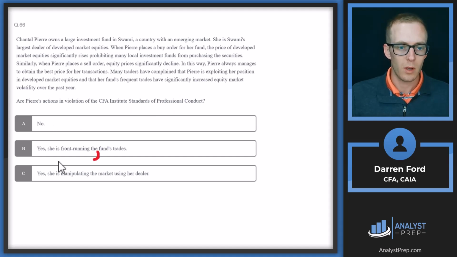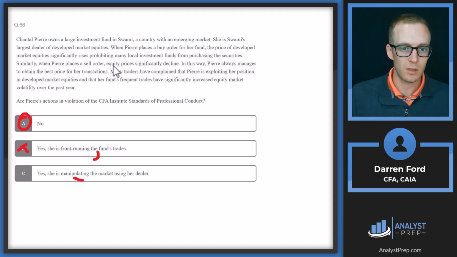We've got no, yes, she is front-running the fund's trades, or yes, she is manipulating the market using her dealer. There's nothing to indicate that she's front-running. It says she's the largest dealer, and when she's placing a buy order from her fund. Front-running would indicate that she's placing a personal order in front of the fund, or she knows somebody else is about to trade on this, so she's front-running their trades. I would say there's no indication of that. So between manipulating the market and no, I would lean towards this as no.